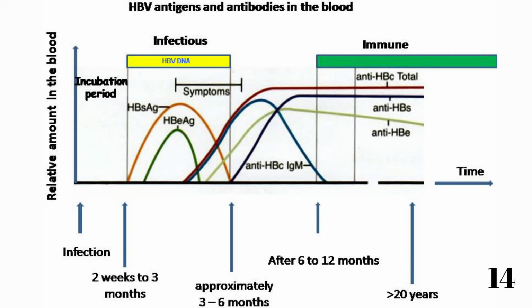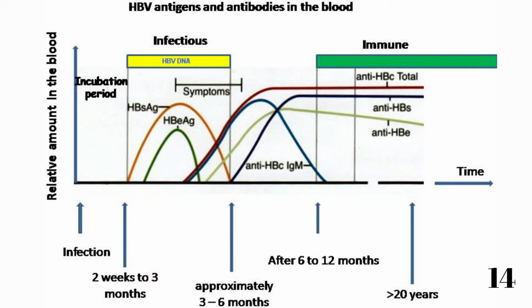So, detection of hepatitis B surface antigen by ELISA. Hepatitis B surface antigen is detected during the incubation period and prodromal period, but during convalescence it is replaced by the appearance of hepatitis B surface antibody. The persistence of hepatitis B surface antigen for more than 6 months indicates chronic infection.